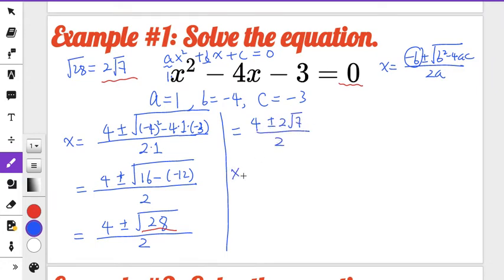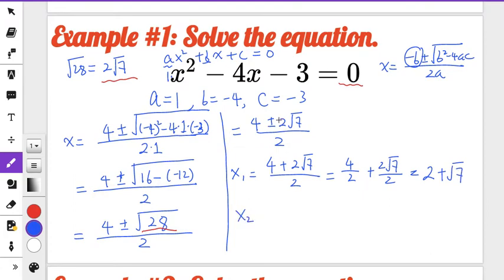So now I have two solutions. The one solution is 4 plus 2 radical 7 over 2. Now I can simplify this as 4 over 2 plus 2 radical 7 over 2. And then the final answer will be 2 plus radical 7, because 4 divided by 2 is 2, and in 2 radical 7 over 2, the 2s cancel, so it's radical 7.